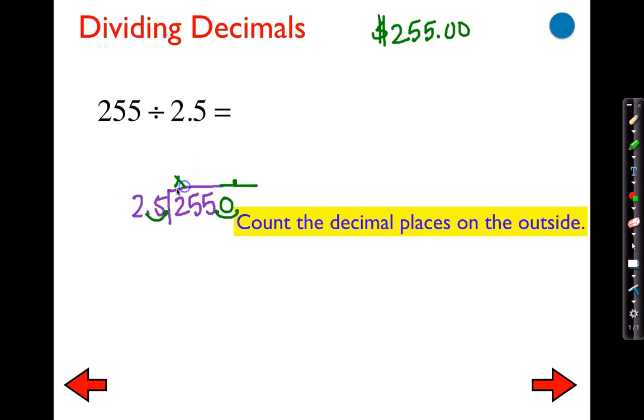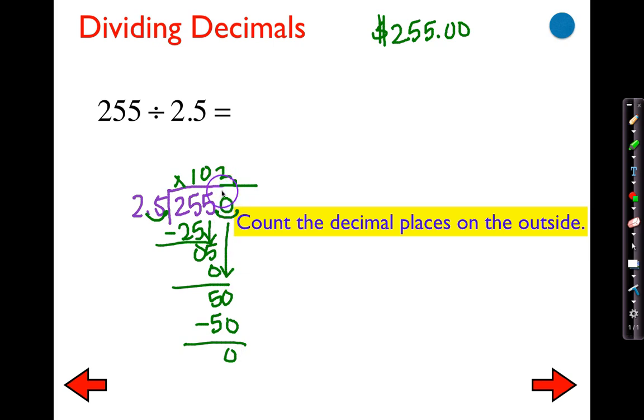25 cannot go into 2. It can go into 25 once, with the remainder of 0, bringing down that 5. Can 25 go into 5? Nope, so I'm going to put a 0. So that leaves me with 5, bring down that 0. Can 25 go into 50? Yes, it goes in 2 times evenly. So I'm going to say that the quotient of 255 and 2.5 is 102.